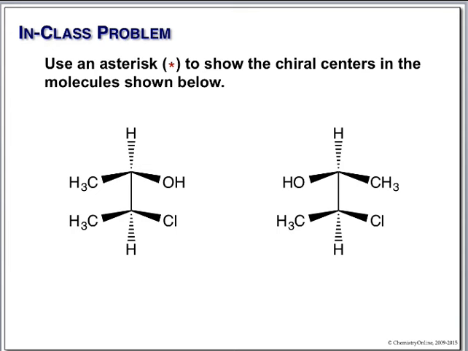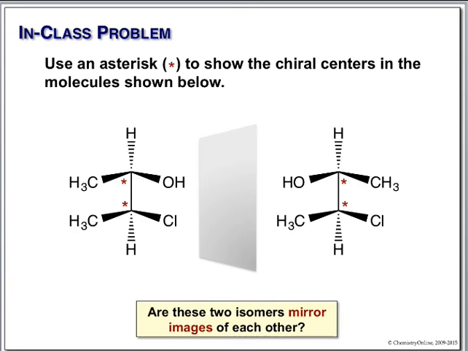Think about it. If we dropped a mirror right here, well, this is a chiral center, of course. So is this. This and this. Okay. So there are four chiral centers. No problems here. We drop a mirror here. Let's look at these chiral centers one at a time. Are these and these mirror images?